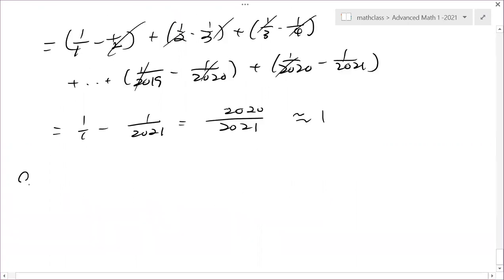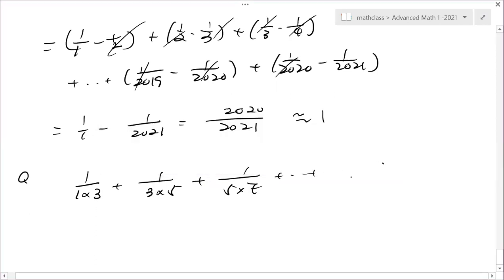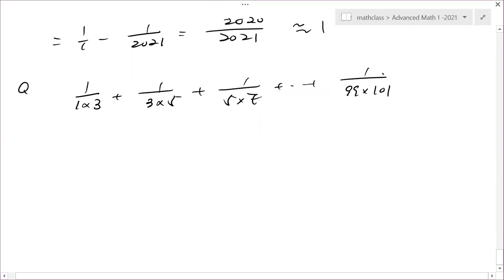Now, this is a little bit tricky problem, but I want you to try. 1 over 1 times 3 plus 1 over 3 times 5, plus 1 over 5 times 7, and keep it going. The last term, I believe, is 1 over 99 times 101. All right, please go ahead. You get some idea, but be cautious when you decompose each fraction into 2. Okay. Please work on this.